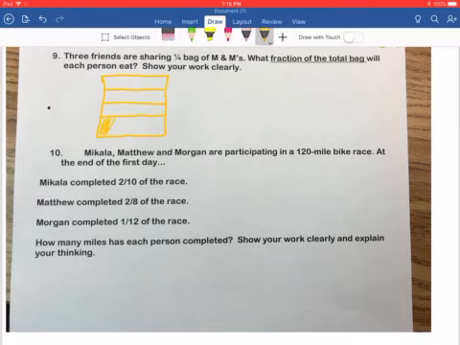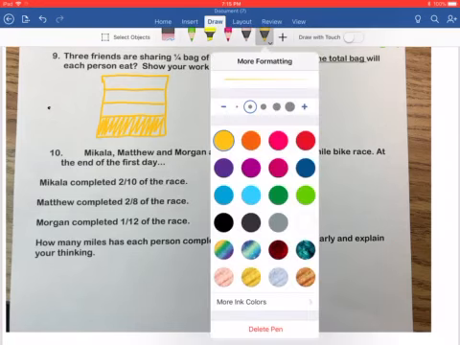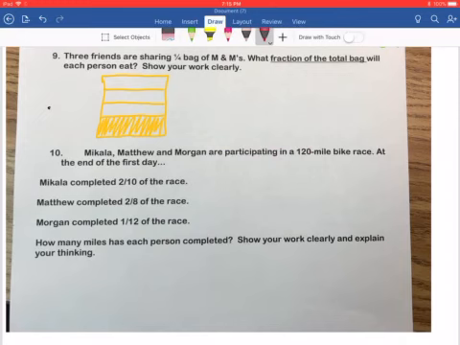All right. So those friends are sharing just this portion of the bag. There's 1, 2, 3, 4. That's the 4th part of the bag. And there are 3 of them. So 1, 2, 3. And it wants to know what fraction of the bag will each person eat. Well, each person is going to eat. So that's a person, that's a person, and that's a person. So if I was one person, I would get this part right here.